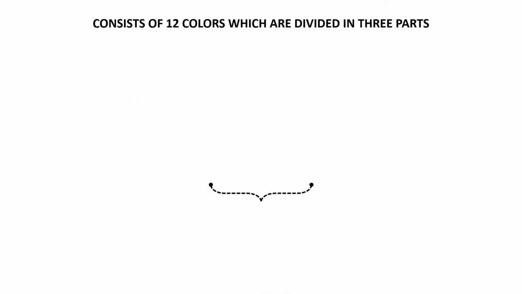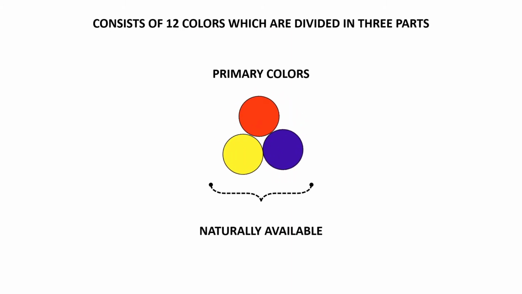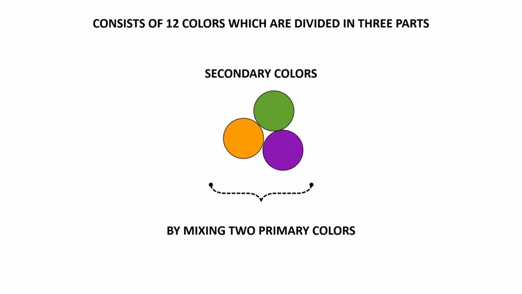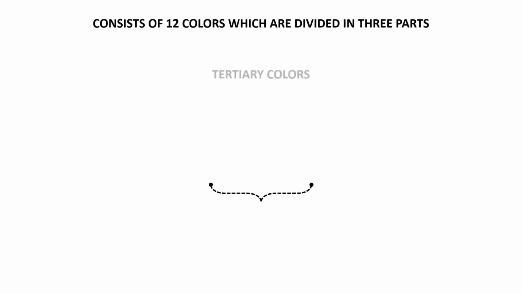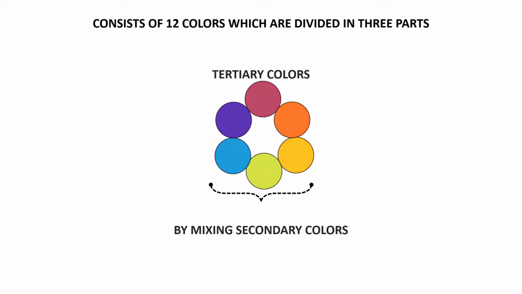It consists of 12 colors which are divided into 3 parts. Primary colors which are naturally available. Secondary colors which are obtained by mixing 2 primary colors. And tertiary colors which are obtained by mixing secondary colors. Orange color is formed by mixing red and yellow. Green color is formed by mixing blue and yellow. And purple color is formed by mixing red and blue.